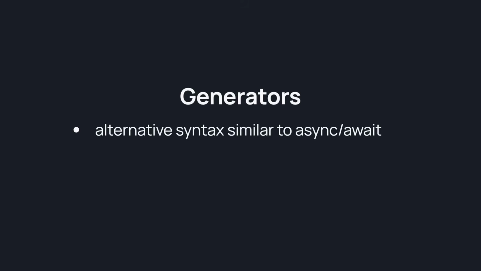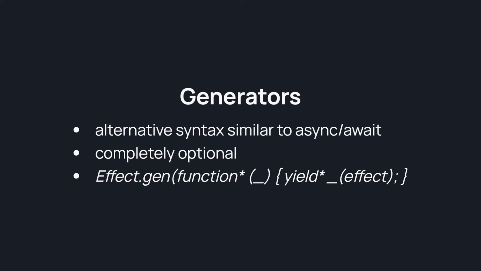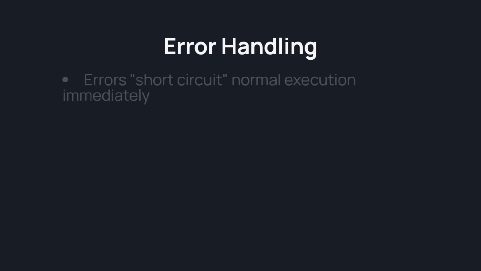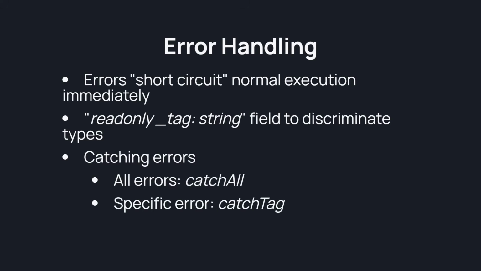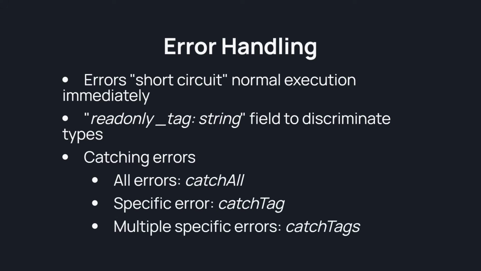Generators are an optional way to write logic in effect that is similar to async await for promises. It uses the yield star adapter function pattern to unwrap the value from an effect while still bubbling up any errors. Errors in effect stop the execution of the happy, error-free path immediately. They most often take the form of objects with an underscore tag field to discriminate them. To catch errors present in our pipelines, we can use the catch functions to choose what errors to handle and how to recover from them.